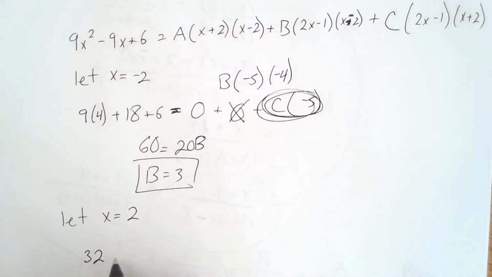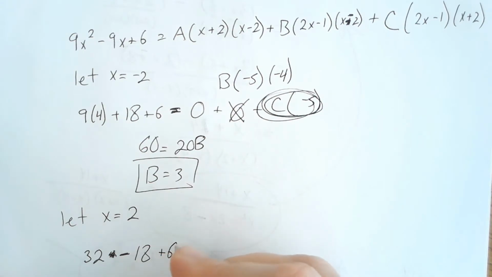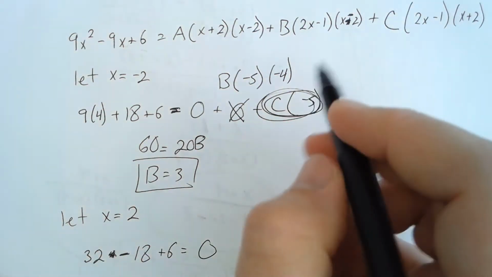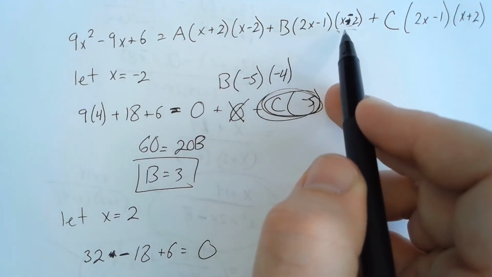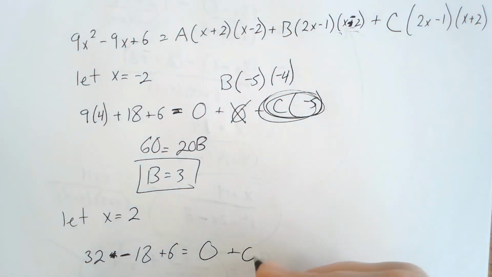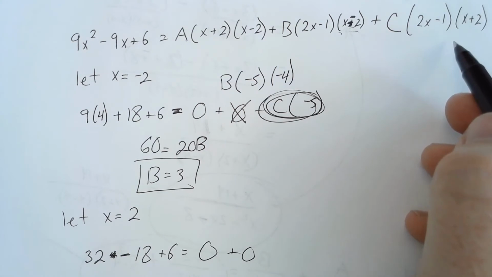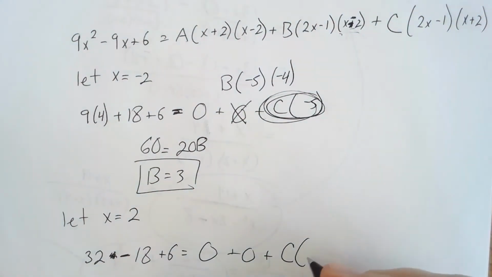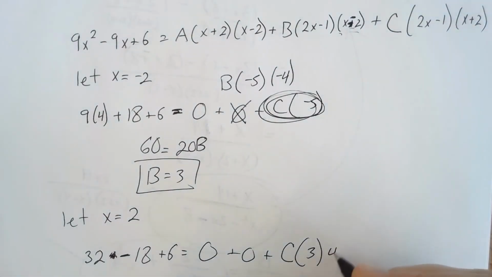So I have 32 plus, sorry, but this time it'll be minus the 9 times 2, which is going to be minus 18, and plus the 6 equals. This whole term is going to go to 0. This whole term is going to now go to 0. And this term is the only one that's going to remain if x equals 2. So plus c times, that's 4 minus 1 is 3, and then 4. So I'm going to have c multiplied by 12.